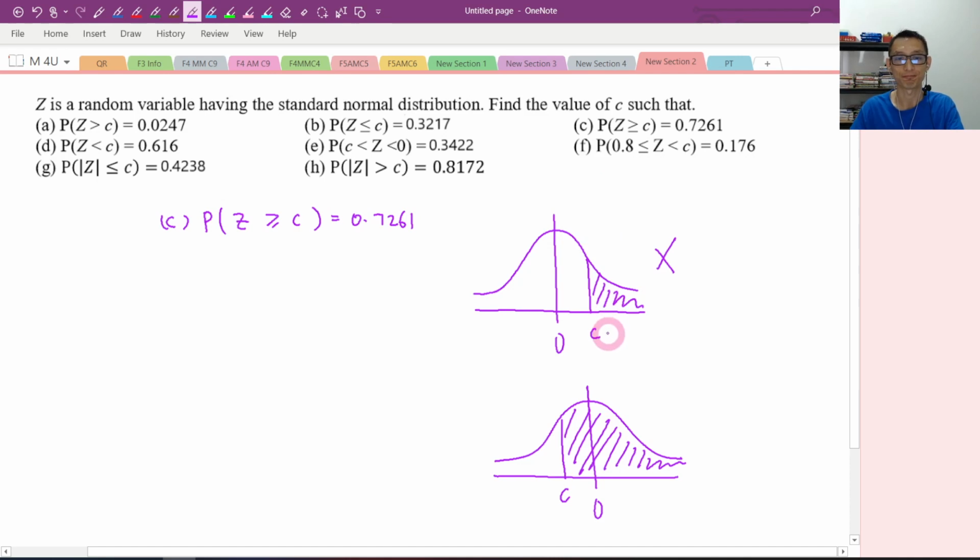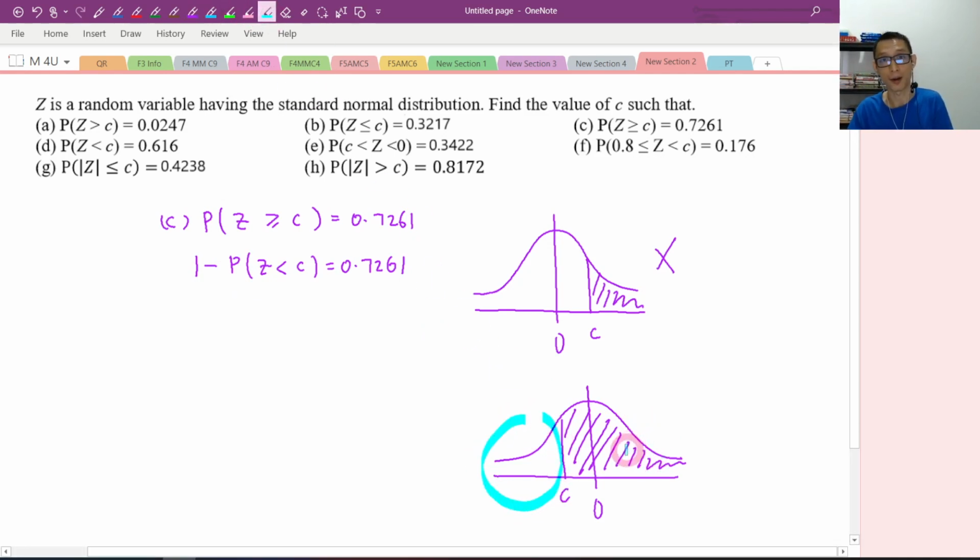So try to think, how do I get the area here? I take 1 minus the area over here so that I get the area over here. Okay, agree? Now, P(Z less than C). Okay, so try to pause the video and think about this one. I hope that you remember this. So 1 is the total area, and I minus this part, I will actually get this part, which is equal to 0.7261.